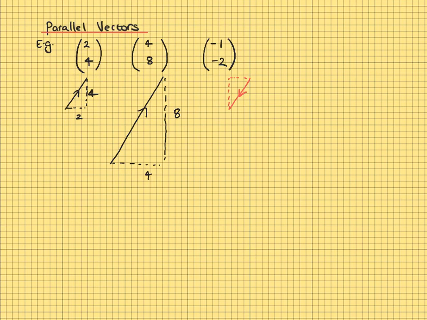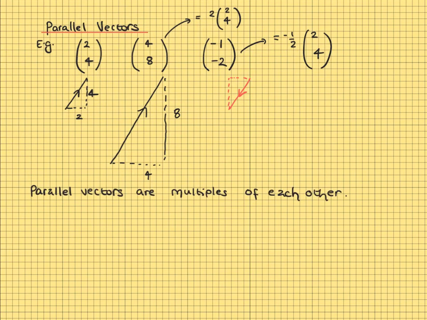So for vectors to be parallel to each other, they must be multiples of each other. We can see that the second vector, 4, 8, here, is equal to 2 lots of the vector 2, 4, and this vector here we can see is negative a half of the vector 2, 4. So all 3 vectors here can be written as multiples of each other. So parallel vectors are multiples of each other.